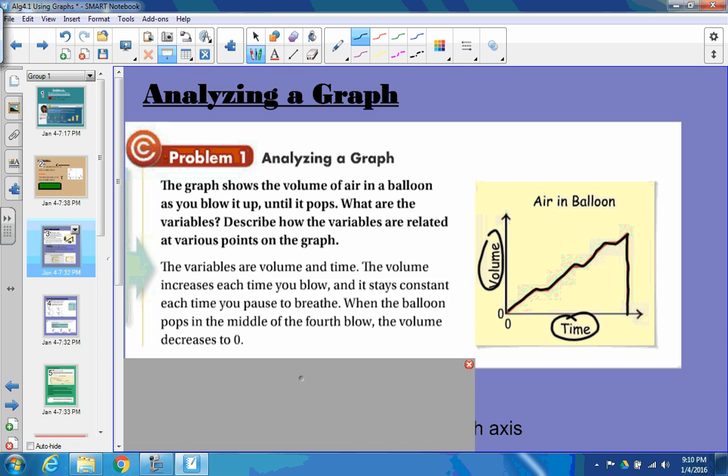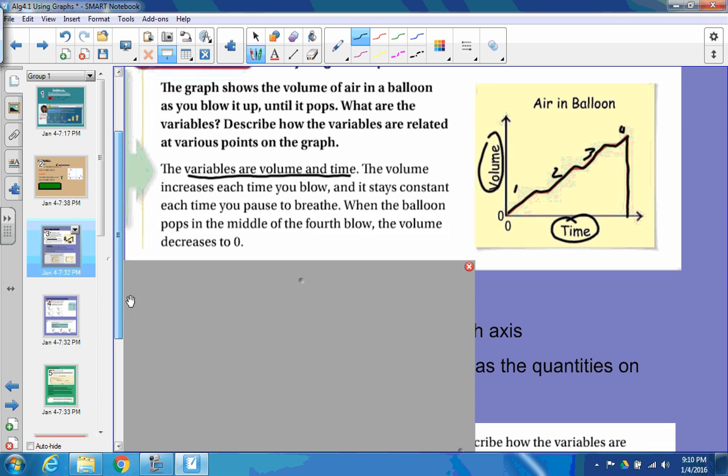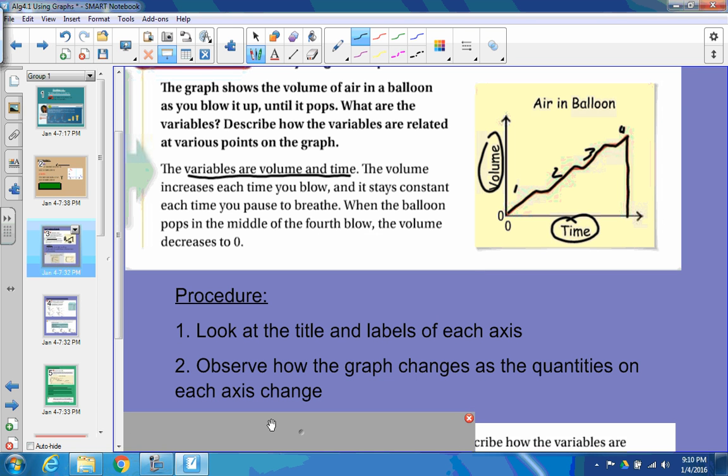It's described over here on the left. The variables are volume and time. The volume increases each time you blow and stays constant each time you pause to breathe. When the balloon pops in the middle of the fourth blow, so this would be 1, 2, 3, 4, the volume decreases to 0. So how do we analyze the graph? How do we look at the graph and describe it?